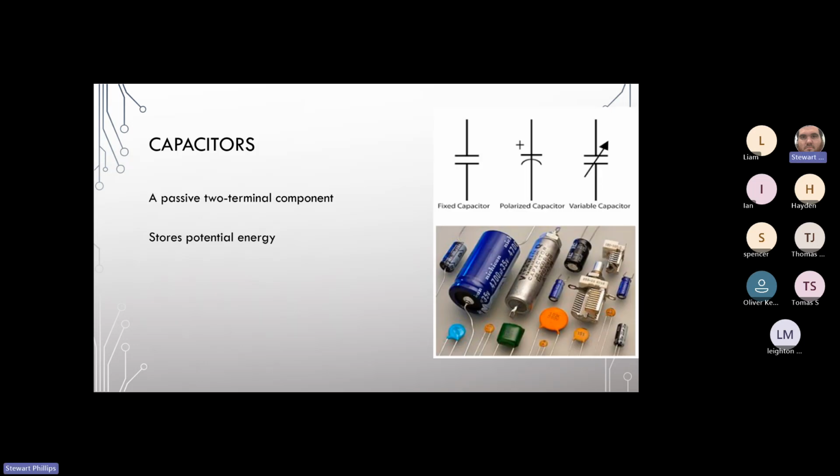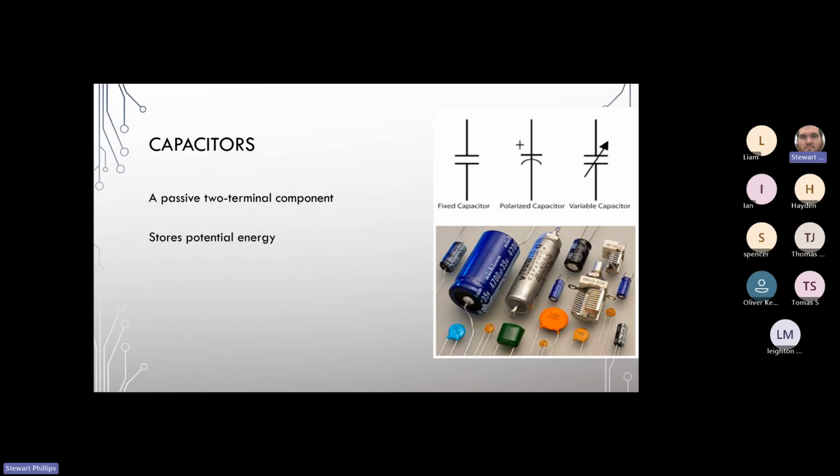Oh, and then capacitors. So we studied a bit about capacitance in previous topics, especially with the AC theory, which you guys would have done in term two. Unfortunately, electronics should have been, in my view, taught at the same time, but I don't decide the schedule.